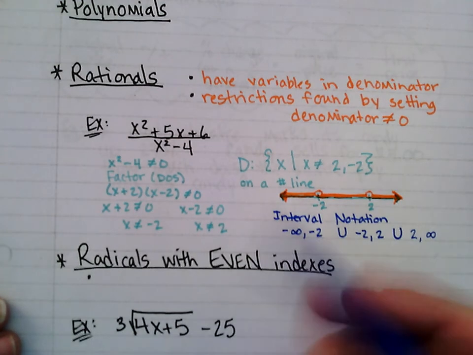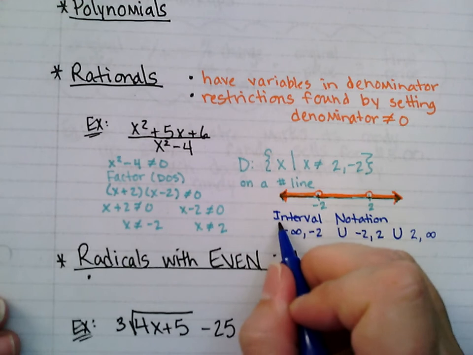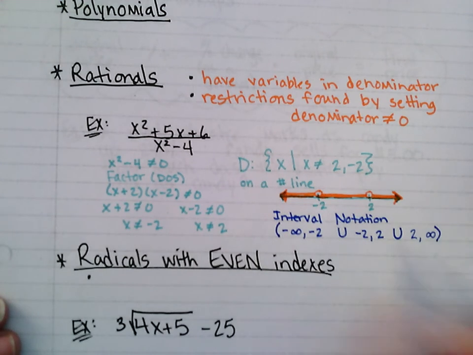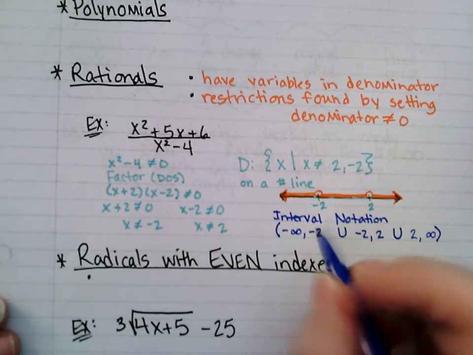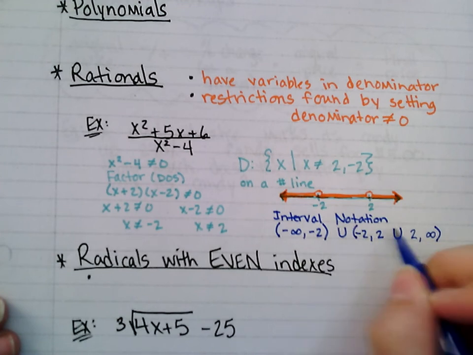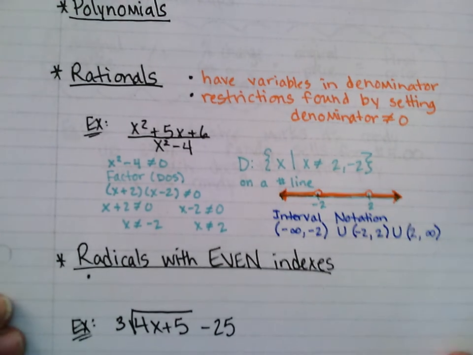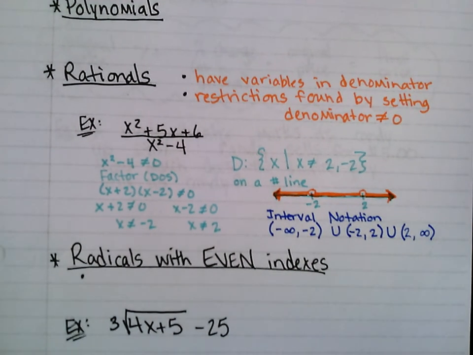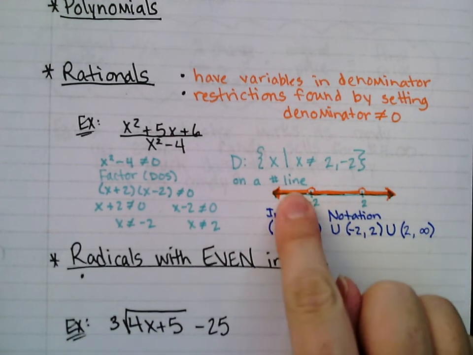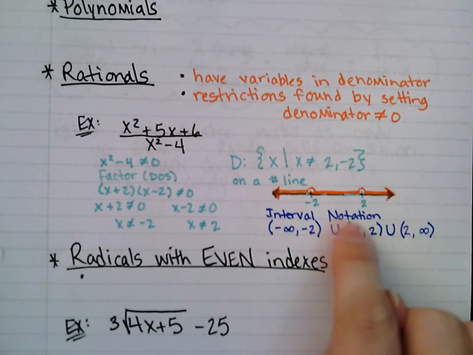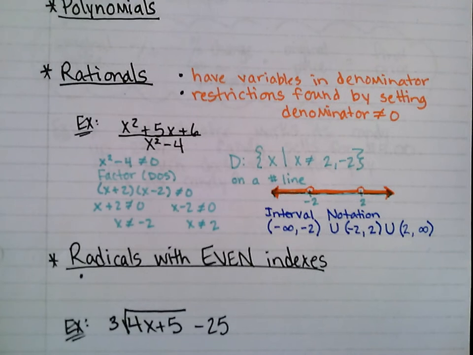Every time I have an infinity, I'm going to close with a parenthesis. Every time I have an open circle, I'm also going to close with a parenthesis. So that would be my interval notation domain. There are 3 shaded regions, so there are 3 intervals.